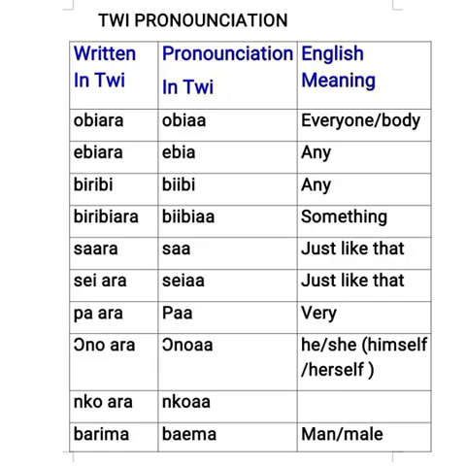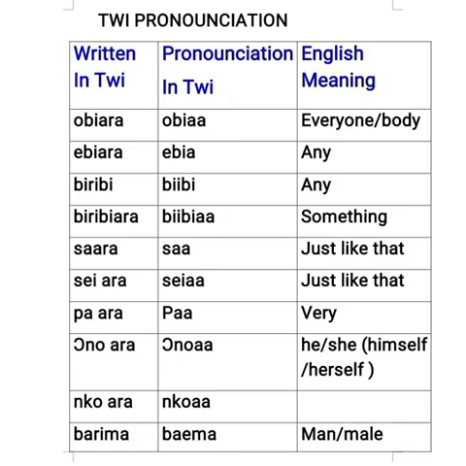The first one, we write it Obiara. You see that I mentioned the R there, but when you are pronouncing it in typical Twi, we say obia. Instead of saying obiara, you say obia. That's everyone or everybody. The second one is ebiara. That's how it is written, but when pronouncing it, you say ebia.